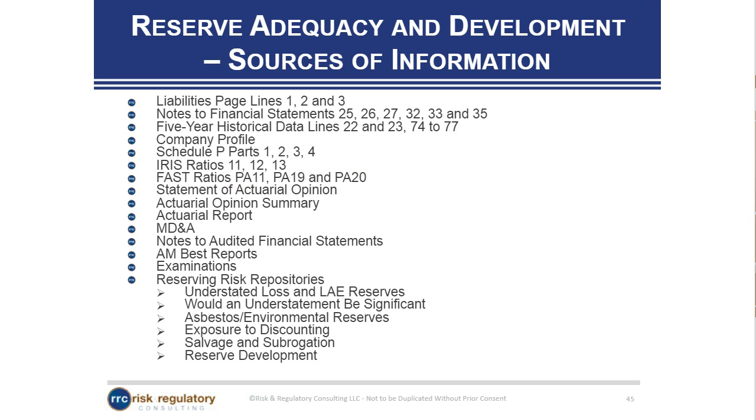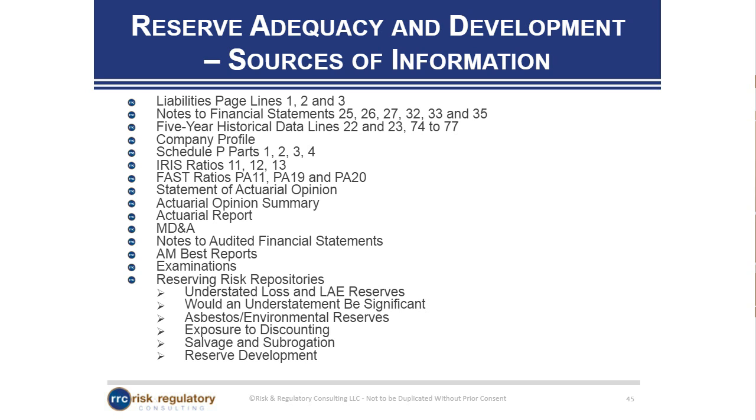So again, there's a ton of sources out there to consider when you're looking at reserve adequacy and development. Again, you look at the liability page right off the bat to see how much the net reserving is on the books. The notes to the financial statements, particularly Note 25 for P&C companies, give some really good insight into the reserving. The 5-year historical data points to reserve development and deficiencies. The company profile highlights things, et cetera. The key things here, in my mind, are the Schedule P, Parts 1, 2, 3, and 4, the actuarial opinions and the related summaries and reports.